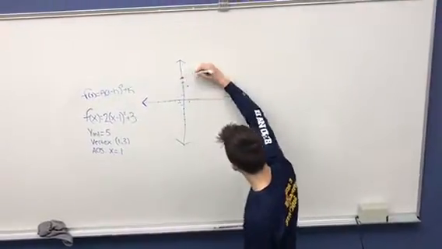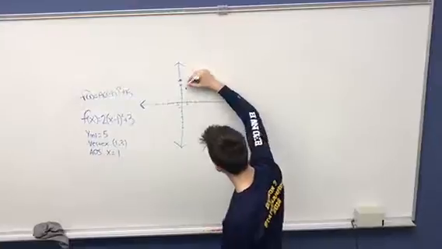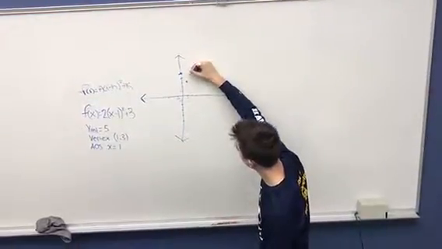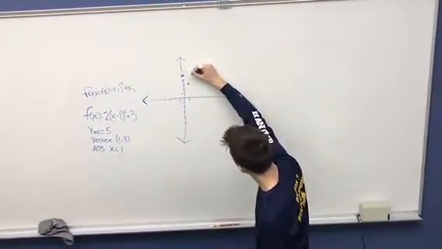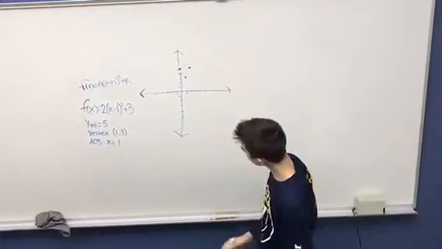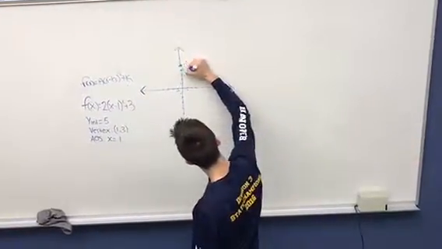And then you're going to want to make another point equidistant to the vertex on the opposite side, which will end up being 2, 5. And you want to draw it.